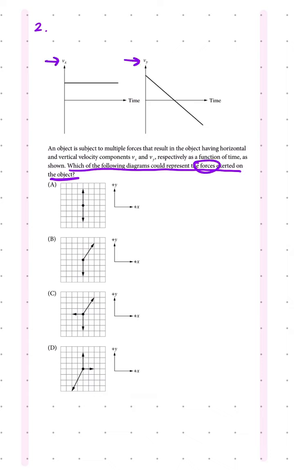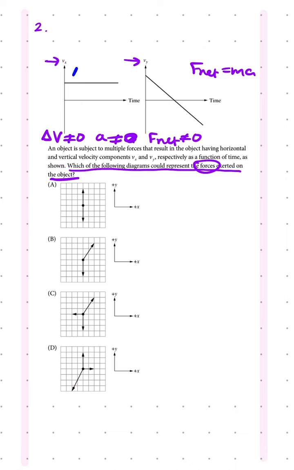Now, the relationship is that when you have a change in velocity that is non-zero, you also have a non-zero acceleration. If you have a non-zero acceleration, you do have a net force in that direction, right? Because of the relationship that F net is equal to ma. Now, knowing all of these things, let's look at the graph.